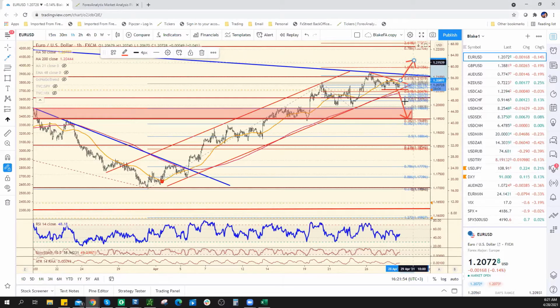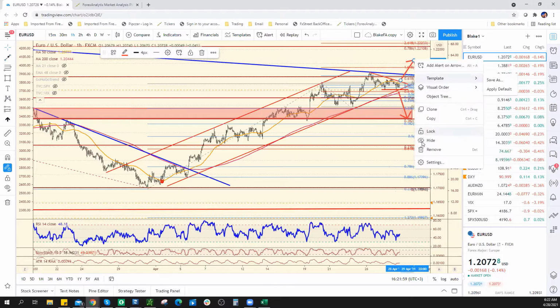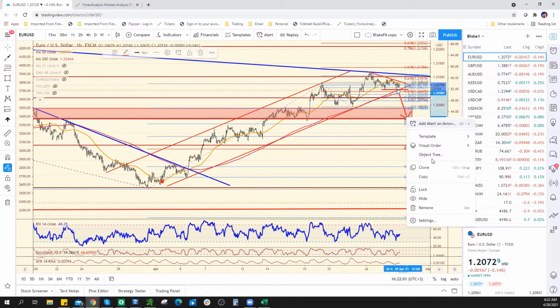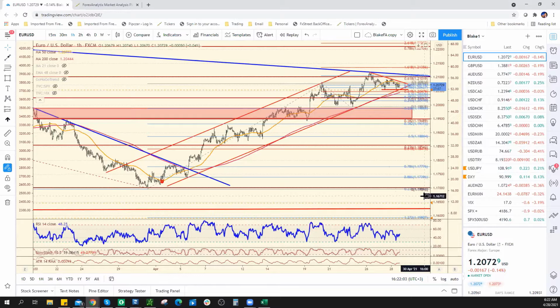And then, if you want to be patient, you just wait for a move above this 121 level and maybe 121.20, and then look for a move or a possible breakout. But that's the way I think you can trade the euro, and I think that the euro is probably the best setup for today.